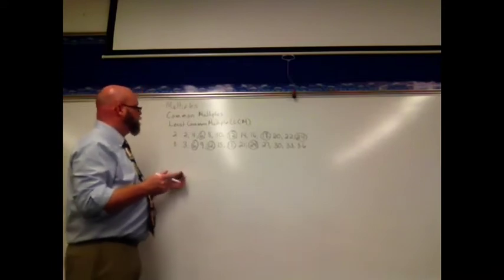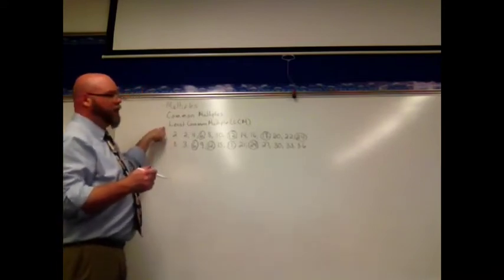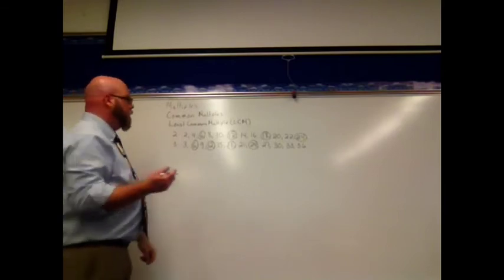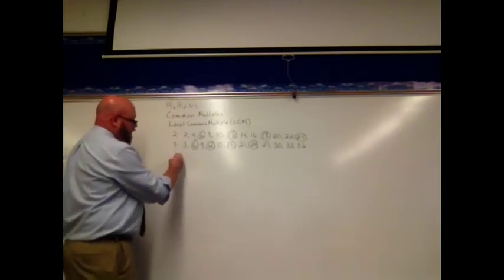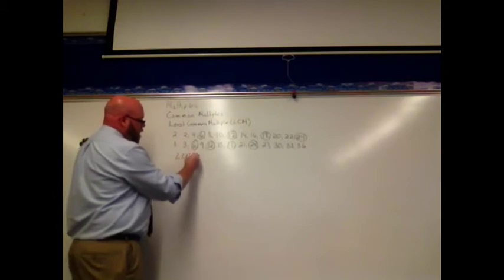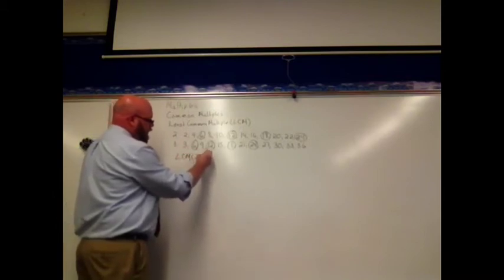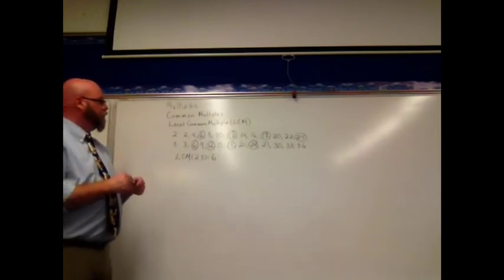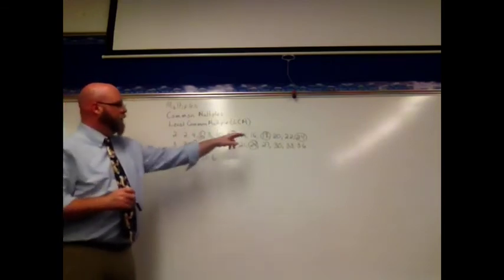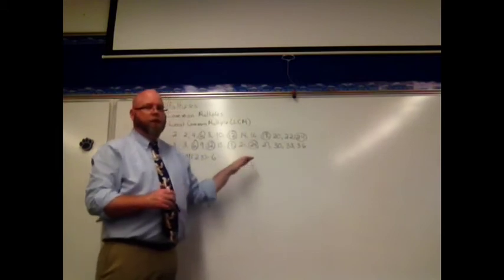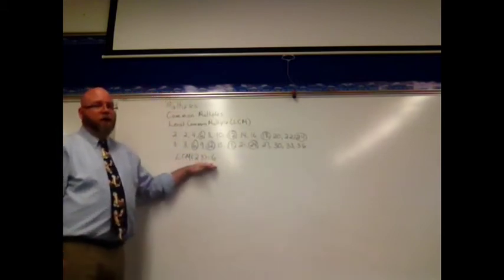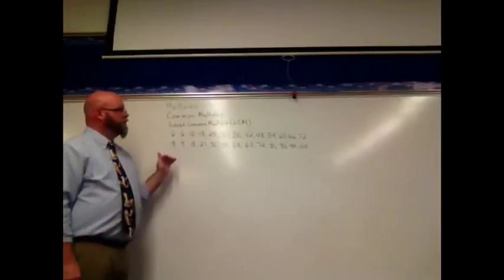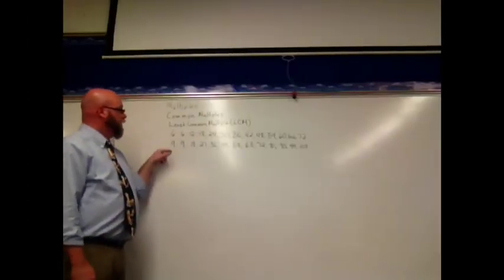Now if we're looking for that least common multiple, that's the multiple that is the smallest one that these numbers would share. So we would say the least common multiple of 2 and 3 is 6. Of all the common multiples they have, 6, 12, 18, 24, 6 is the smallest, so it makes it the least common multiple.